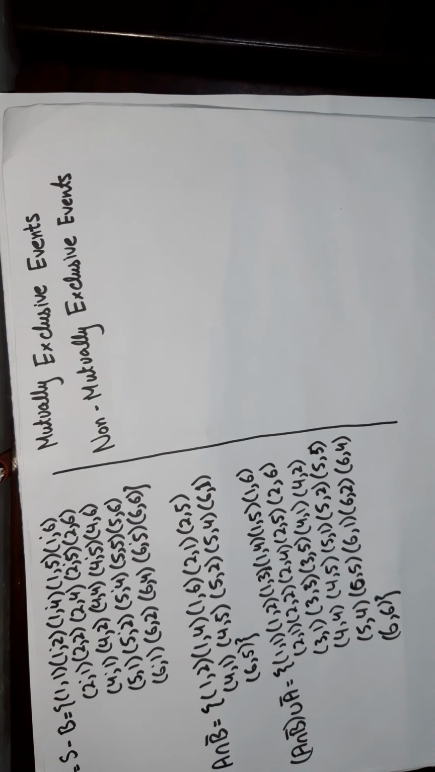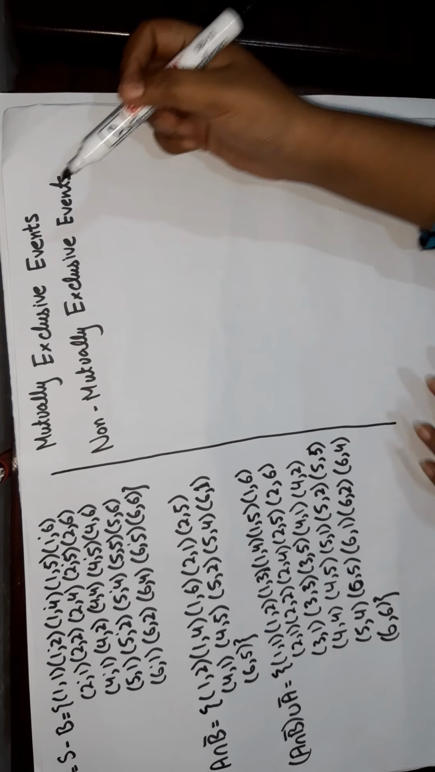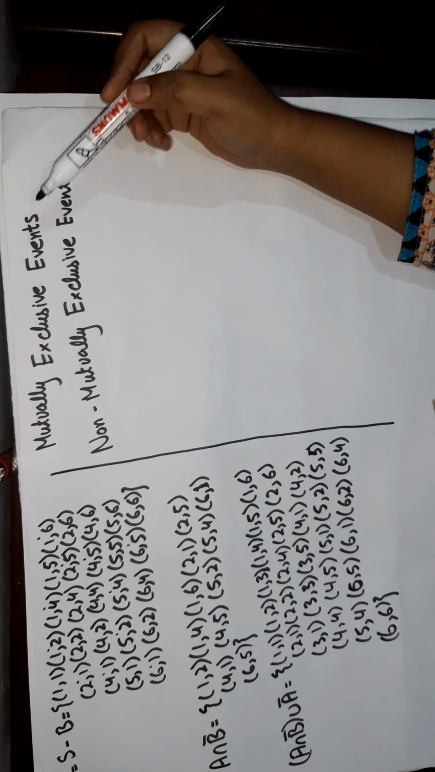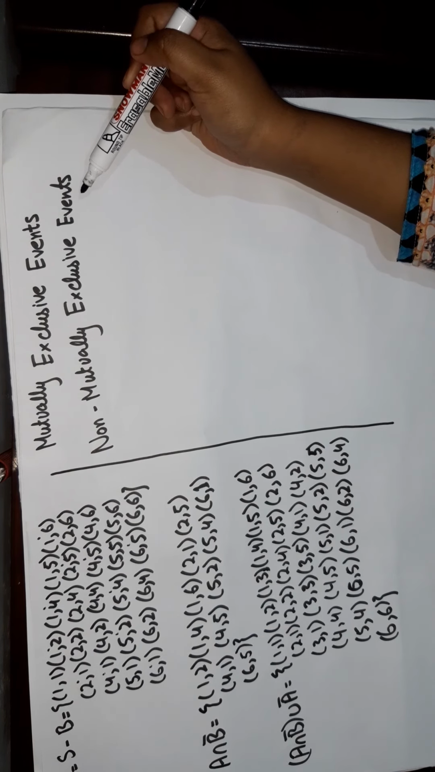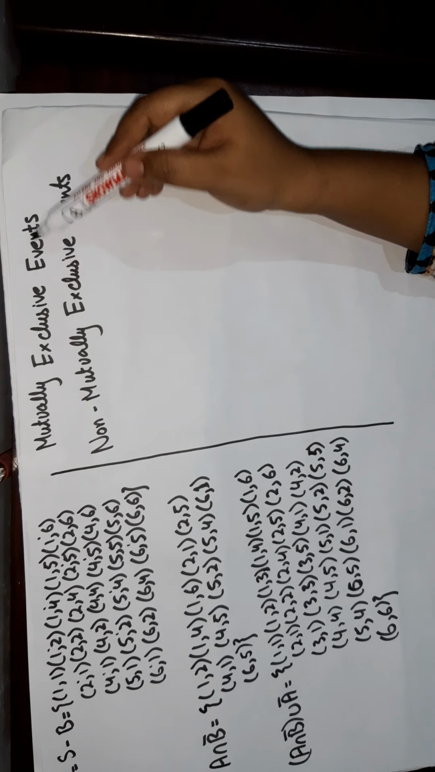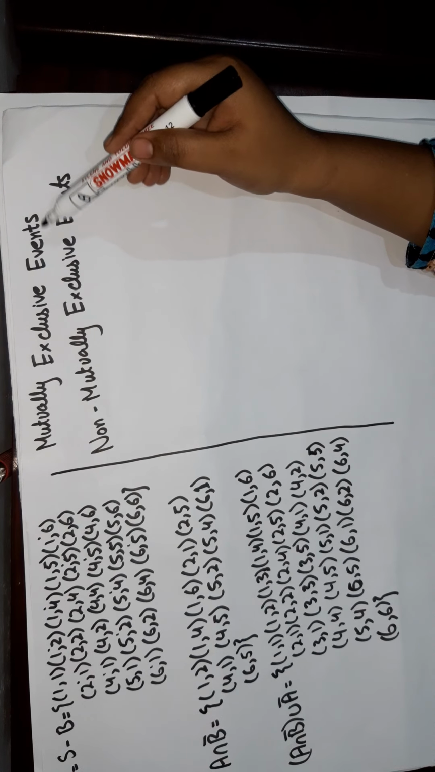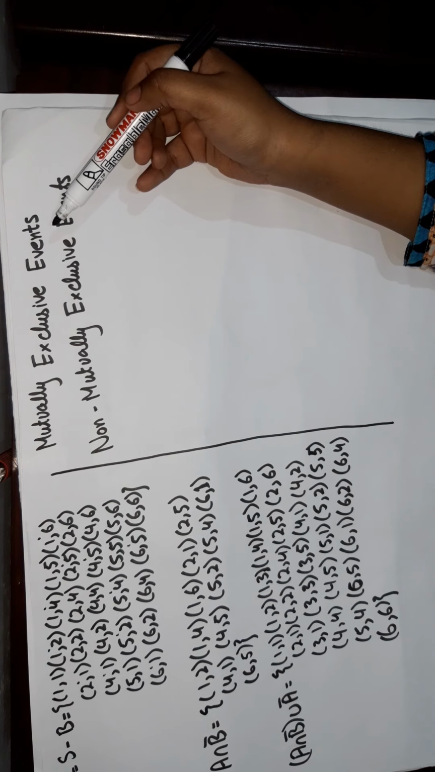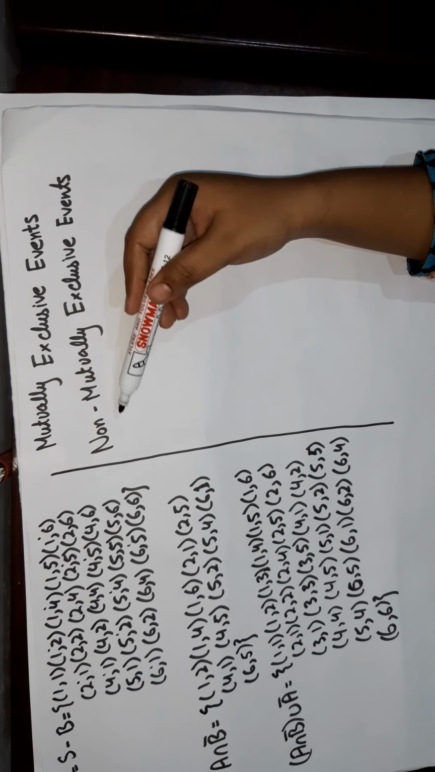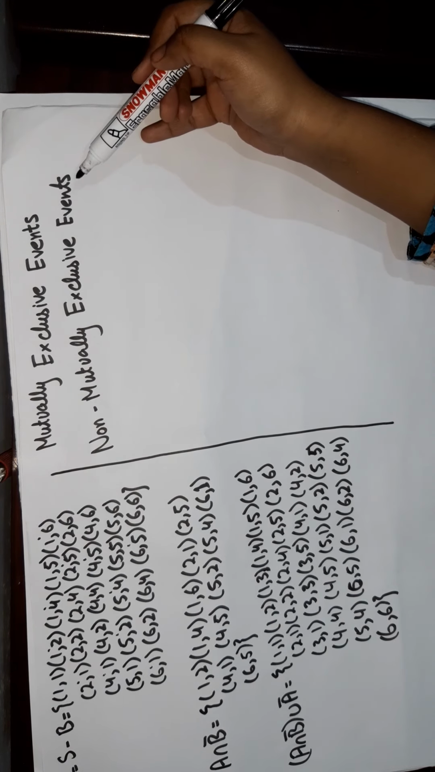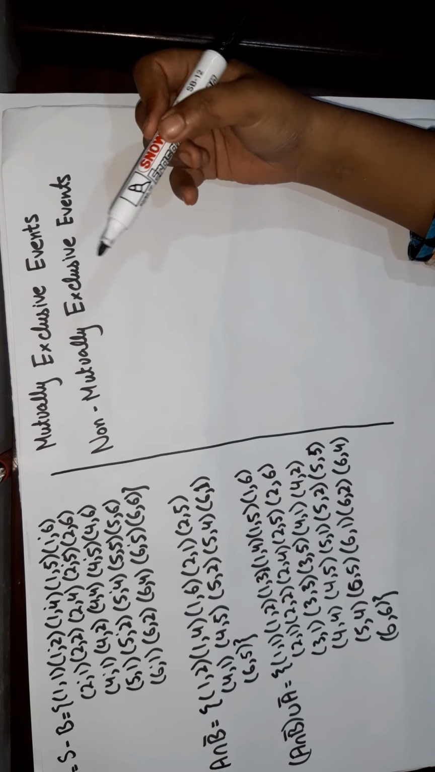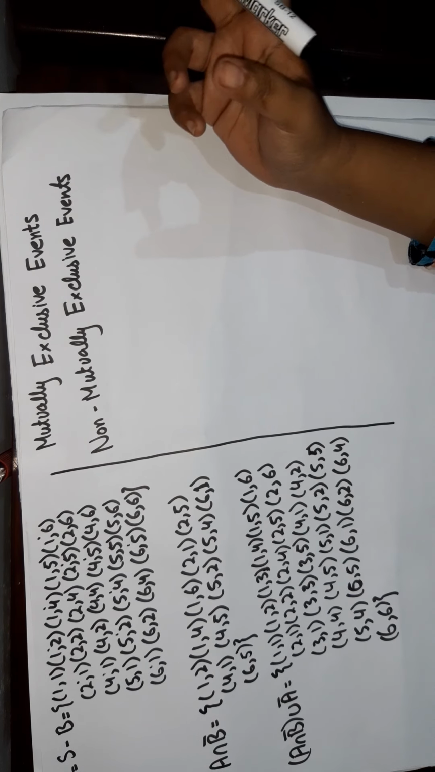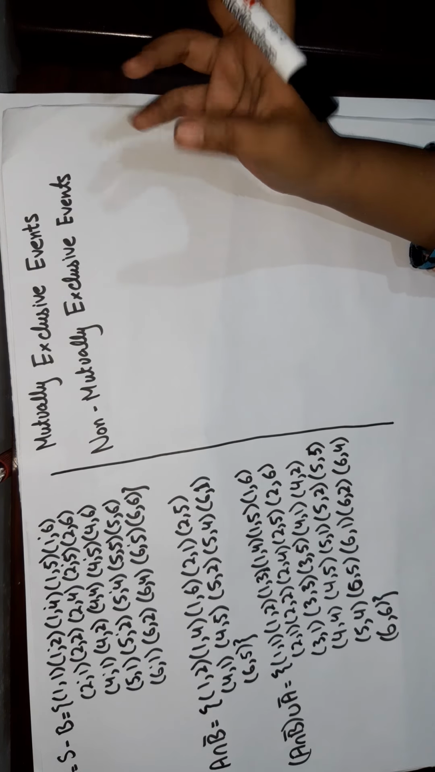And non-mutually exclusive events are those which have some common point. So this is basically the main difference between mutually exclusive and non-mutually exclusive events: in mutually exclusive there is no common point. If one event occurs, the other event cannot occur. And the non-mutually exclusive events are those which have some common points in them. Okay.